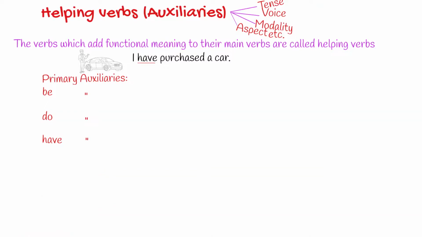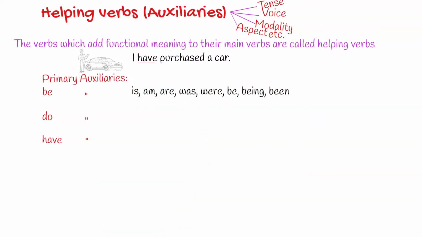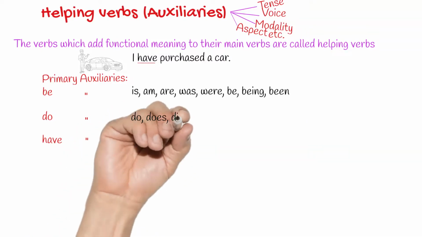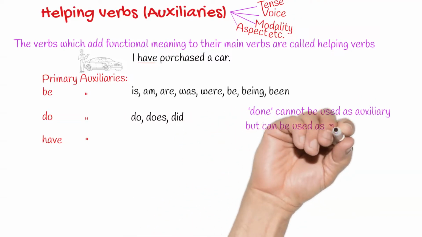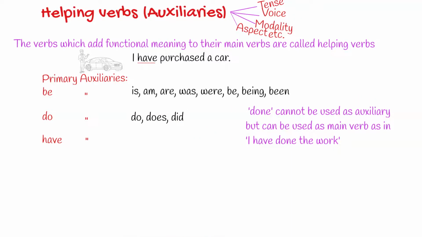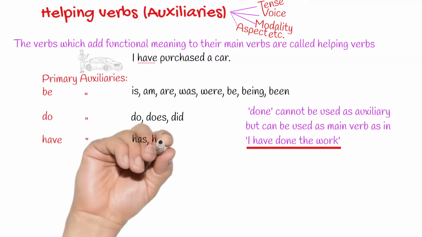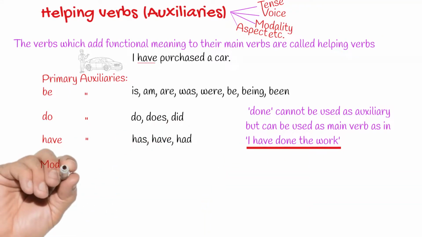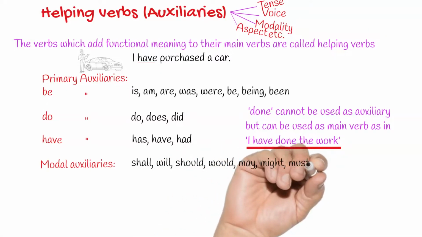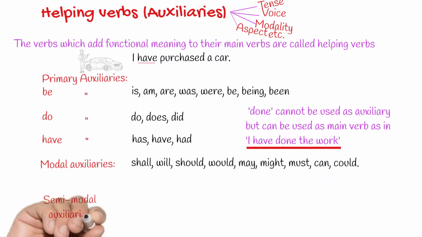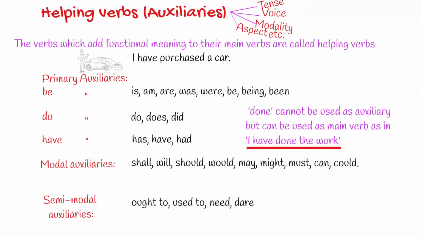Be auxiliary: is, am, are, was, were, be, being, been. Do auxiliary: do, does, and did. One important thing to note here, done is not an auxiliary. Instead, it can be used as the main verb, as in I have done the work. Have auxiliaries: have, has, had. Modal auxiliaries: shall, will, should, would, may, might, must, can, could. Semi-modal auxiliaries: ought to, used to, need, dare.